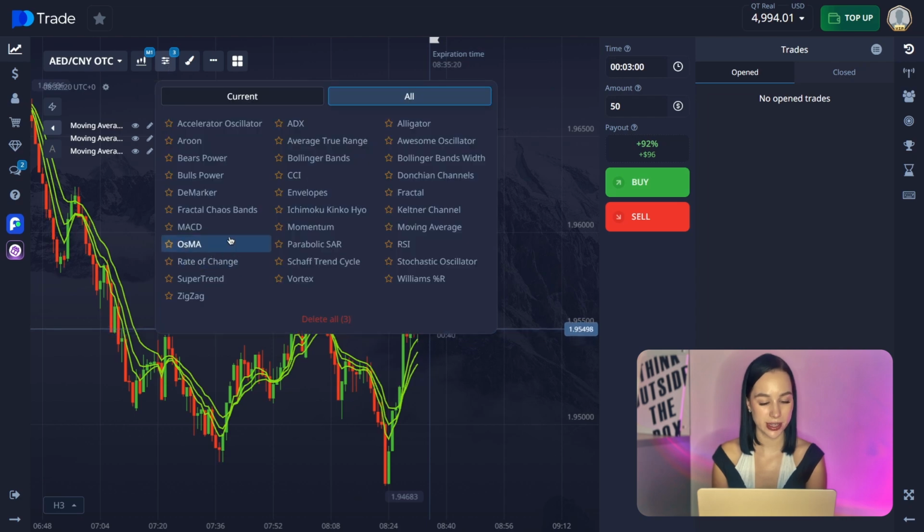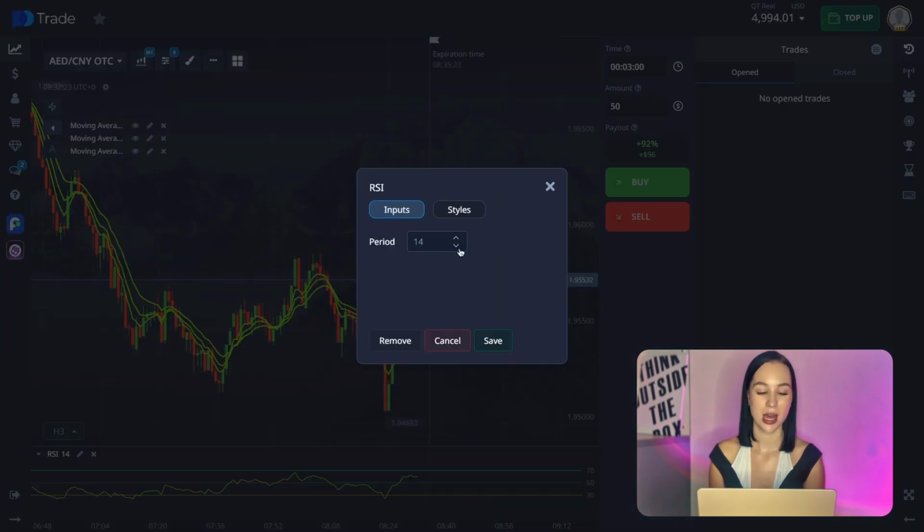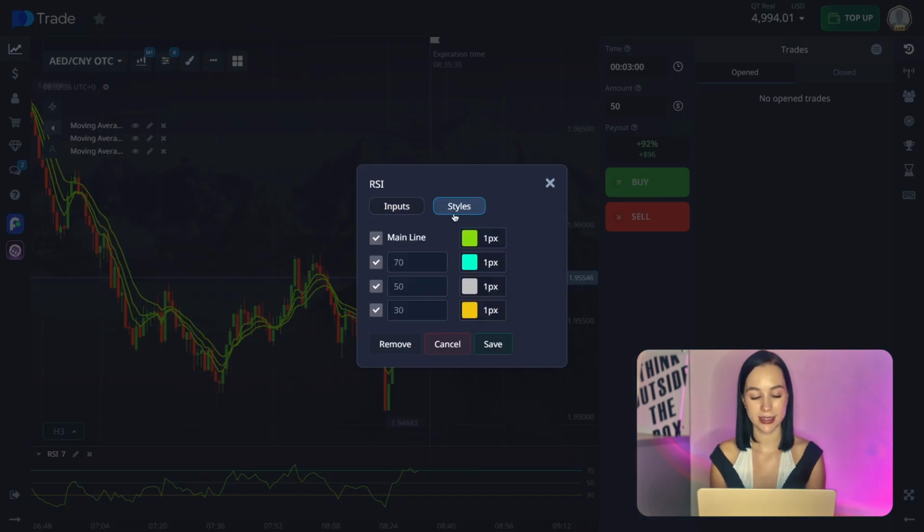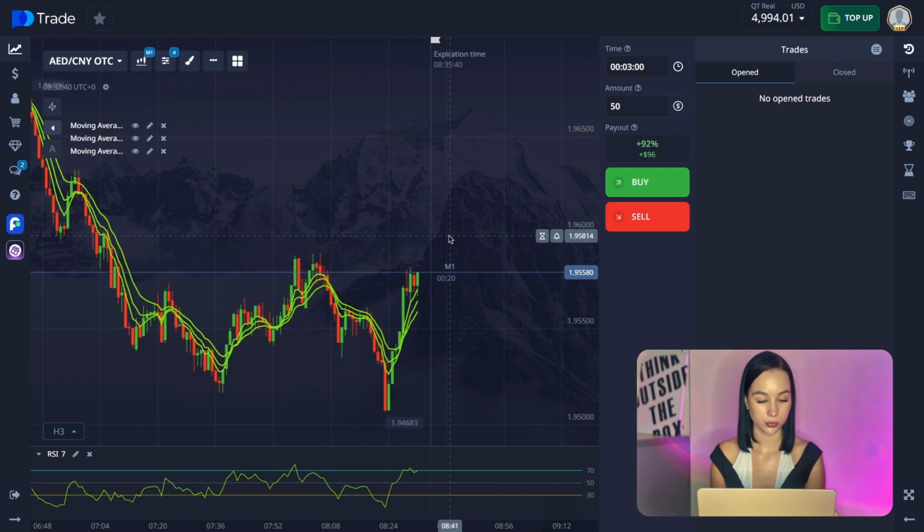Then we go to indicators again and choose RSI, of course, one of the popular ones, and we change it to 7. Here it is. And we click save. So perfect. We set it up. Of course, we're also gonna get signals from the crossing of the moving averages. Here, by the way, the style of RSI is the same.